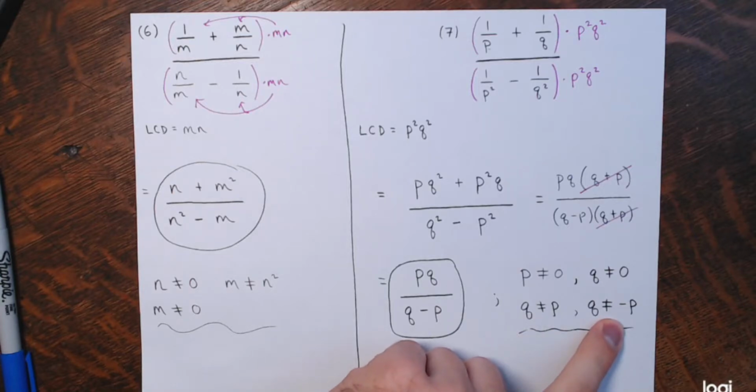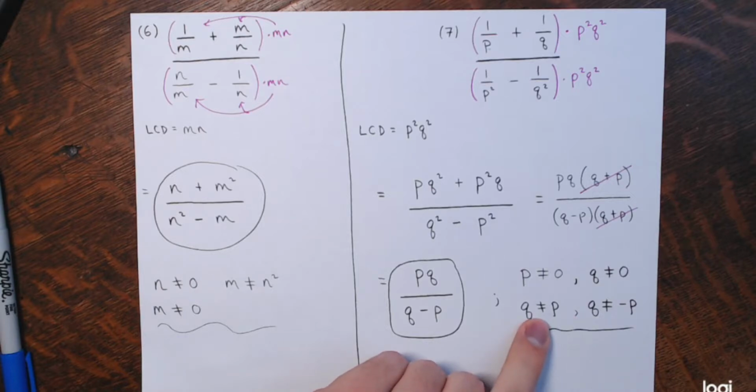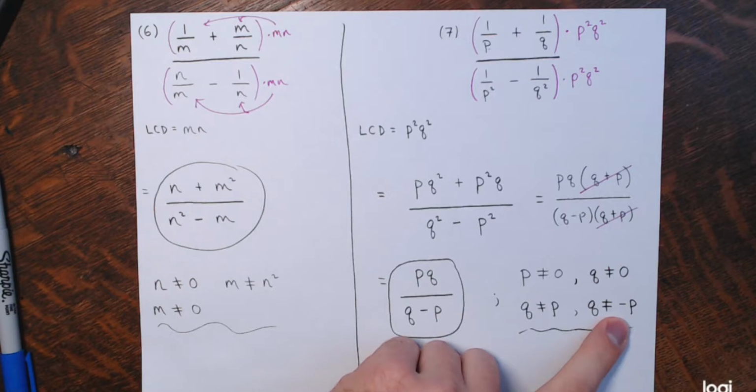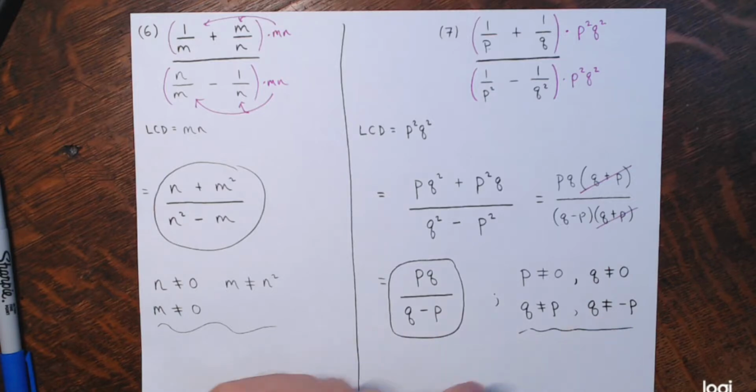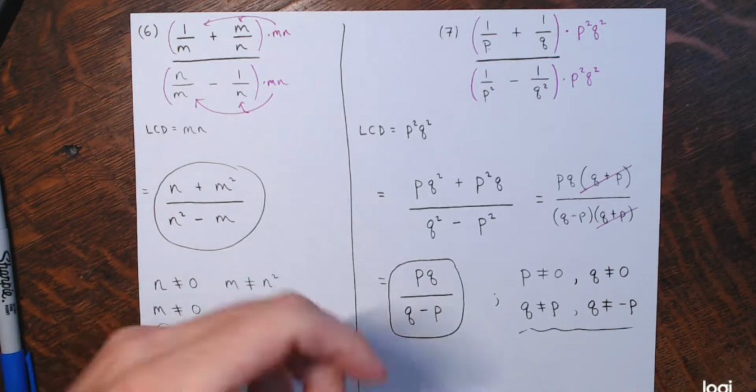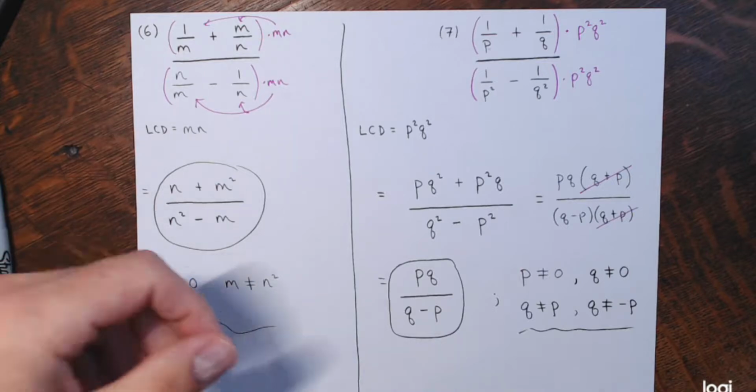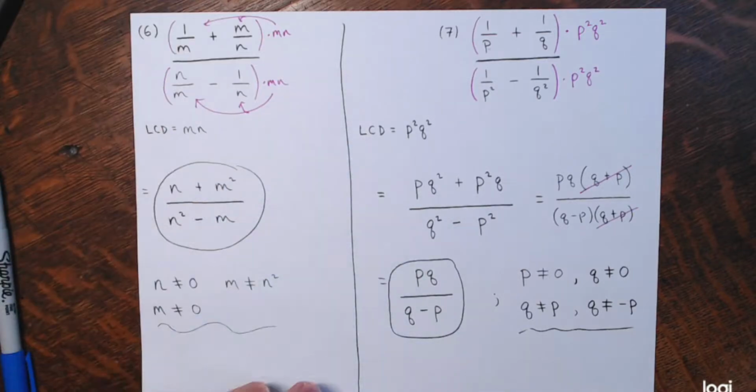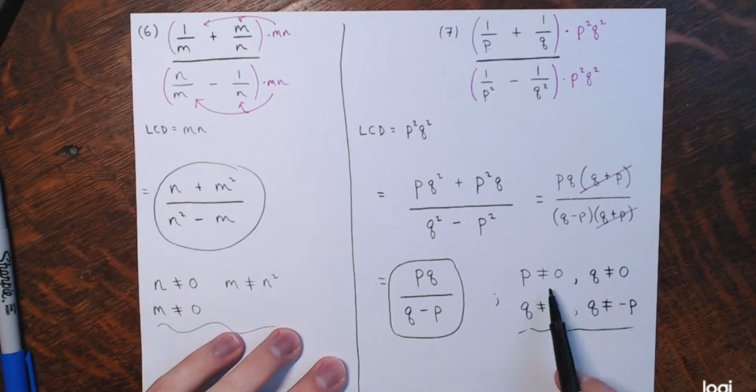Right, so I couldn't replace p and q both with 2, or I couldn't replace q with 3 and p with -3. Right? But I could replace q with 5 and p with 3, or q with 7 and p with 8, stuff like that. Just as long as they're not the same or not opposites, or neither one of them 0, you'd be fine.